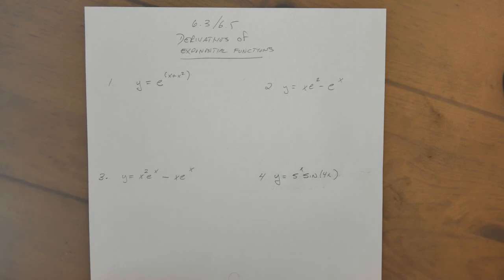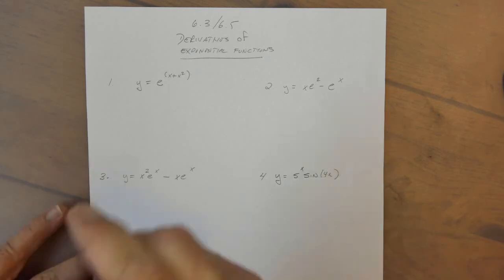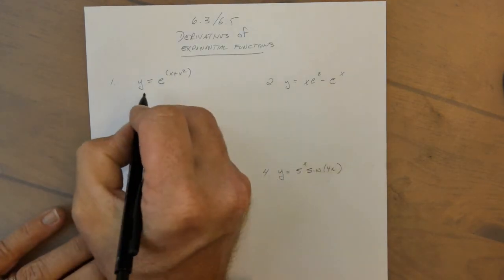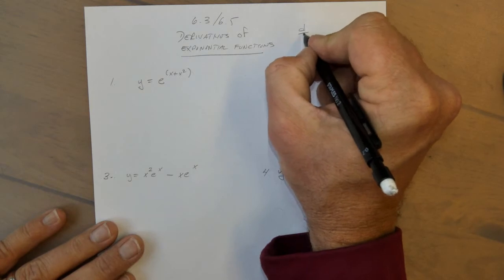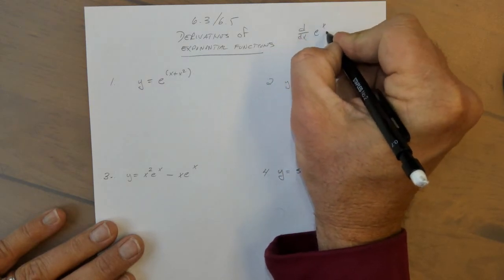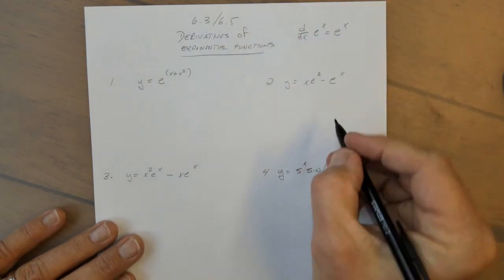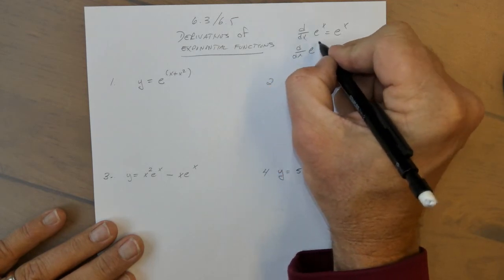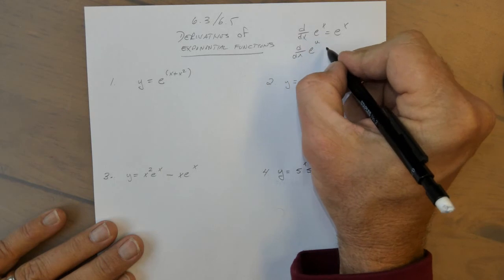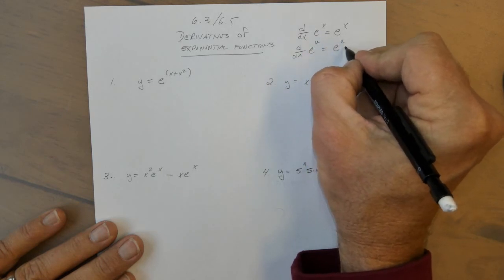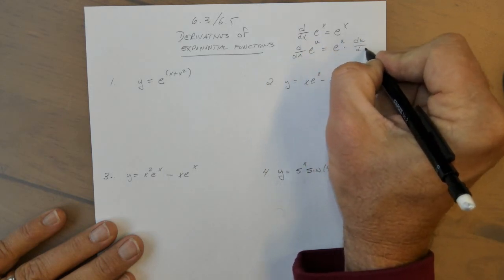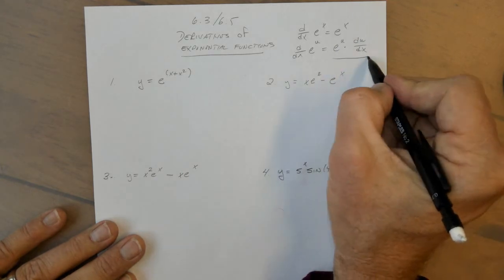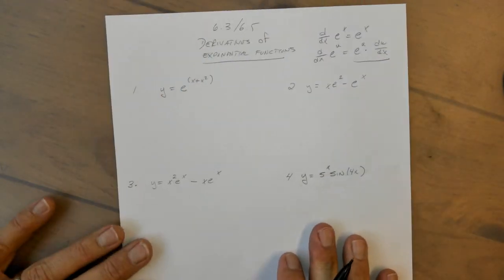Primarily we will be working with base e, though we'll do a little bit with other bases. Okay, so here we're going to take the derivative, and remember the derivative of e to the x is just e to the x. And then the derivative of e to the u, where u is some other function, would be e to the u times du dx. So here we're using the chain rule, which is what you'll see most often.